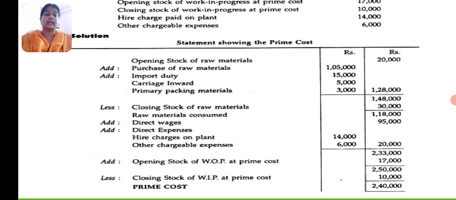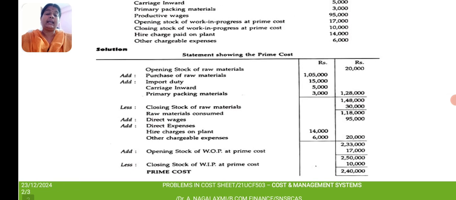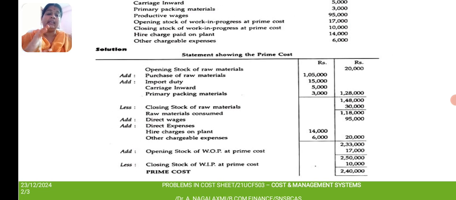So here is a very clear and easy calculation of prime cost with the available information. Here the direct material is not given, so we found out the raw materials consumed. Then we make the calculation of prime cost. Before that, in the sum they have given the opening stock of work in progress and the closing stock of work in progress at prime cost. So we have to make the calculation before ascertaining the prime cost so that we get the prime cost.